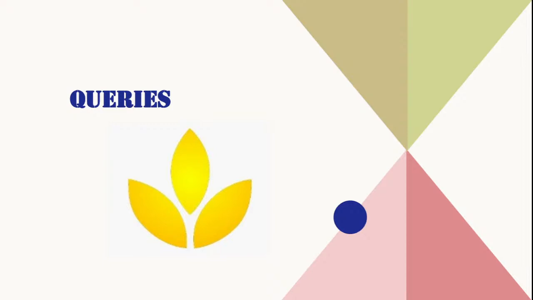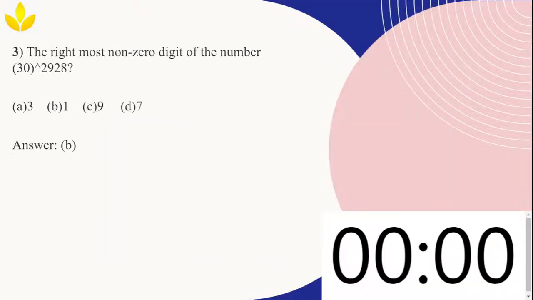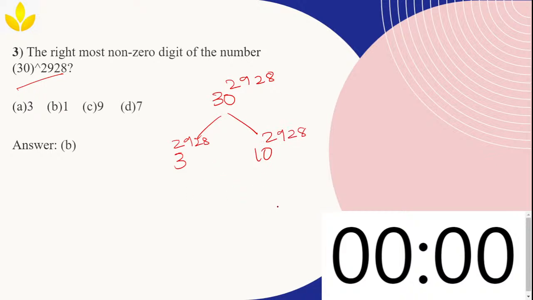Last question. Okay. Well, it's not recorded, so I have to do it again. If you want, you can do it. I'll simplify it and give you 30 to the power 2928. What you can do is split it into 3 to the power 2928 and 10 to the power 2928. When you multiply again, you'll get the last digit 0 here, and you have to find only for this 3 to the power 2928.